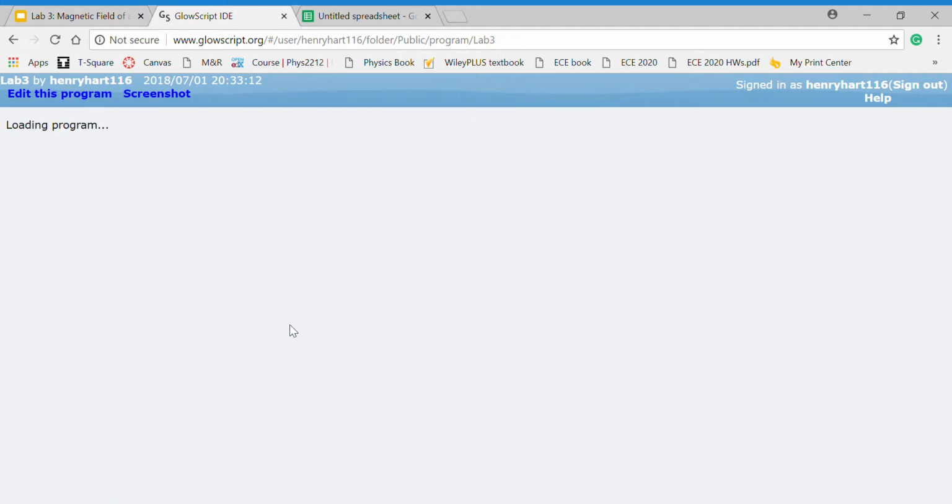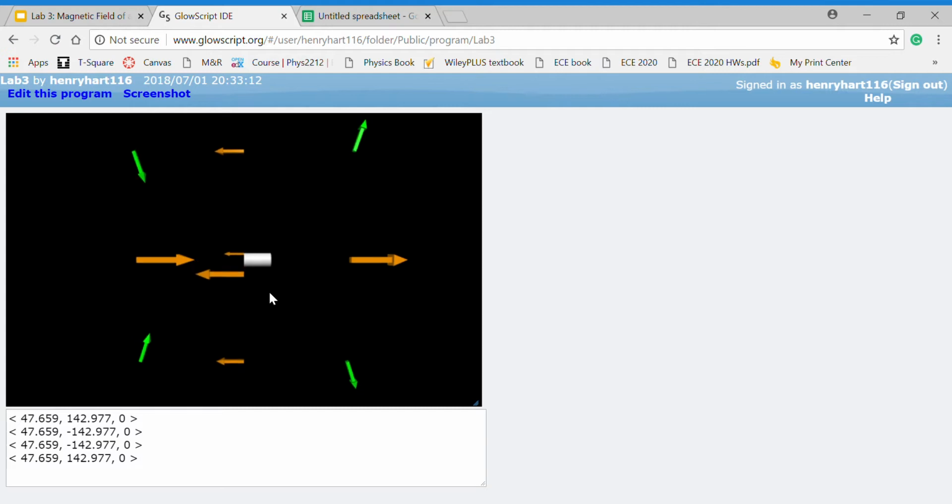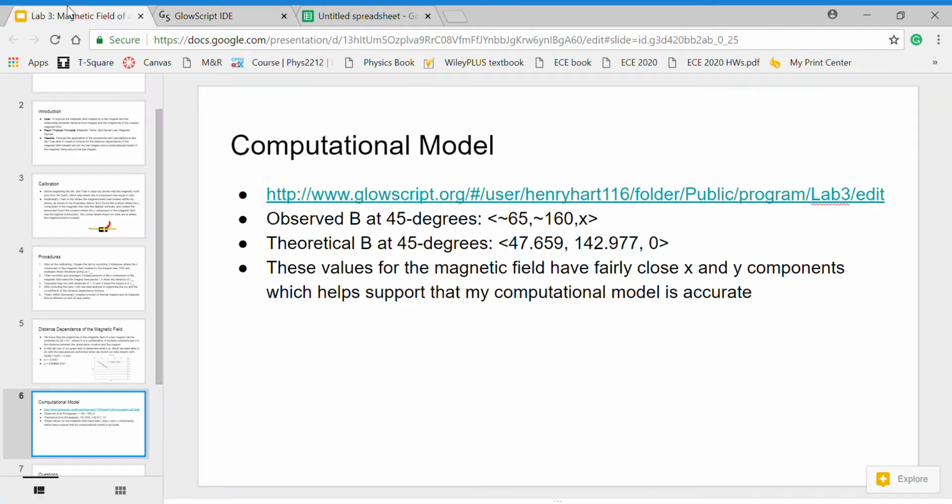So when we run the program, we see what we expect, where along the axis, the magnetic field moves with the magnet, and then as it goes around, it starts pointing out and then in on this side for the 45 degrees, and then it comes back around moving opposite of the dipole moment whenever we're perpendicular to the axis, which is also the smallest magnitude, and comes back in. So this is the correct magnitude we expect. And from here, we can see that for the 45-degree axis, we get about 47.659 and 142.977. This compares similarly to our observed values of roughly 65 and 160, and this helps support that my computational model is accurate.